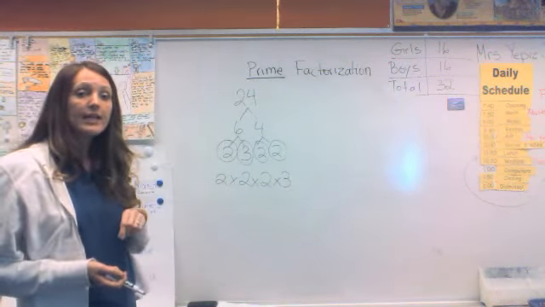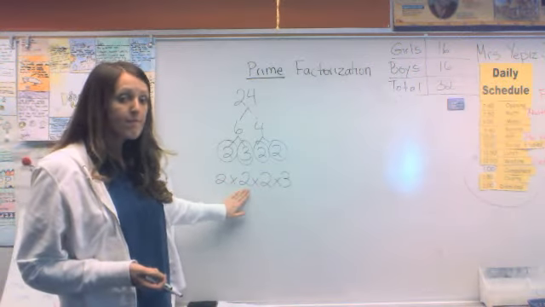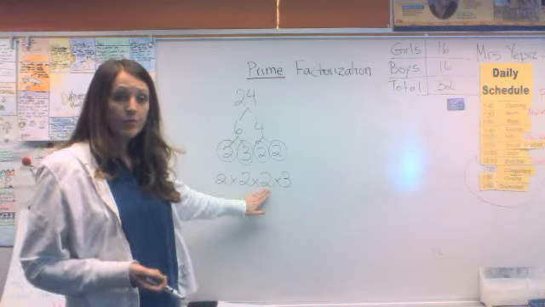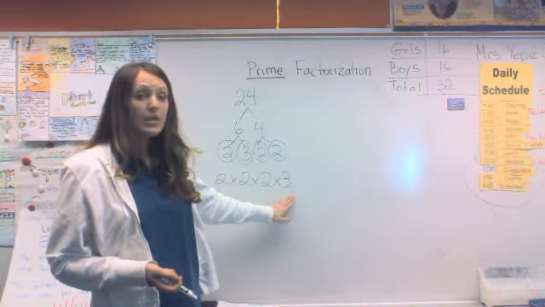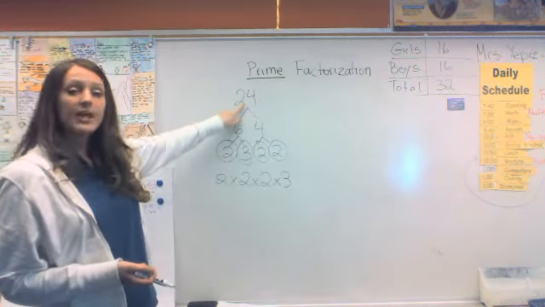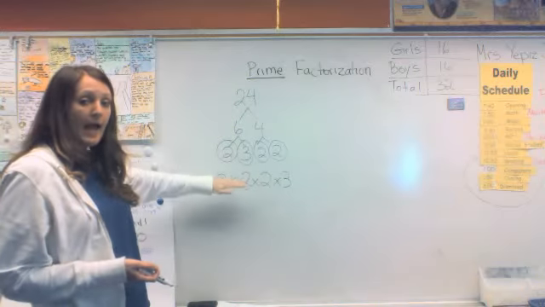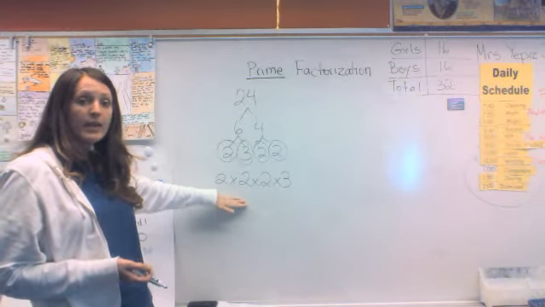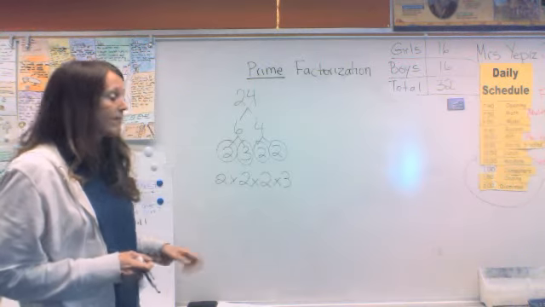Then I take a second here to check. What is 2 times 2? 4. Times another 2, 8. Times 3, 24, which means I've done it correctly because my number that I started with was 24, and my multiplication down here is 24. But we want to do one more step to simplify it even more.